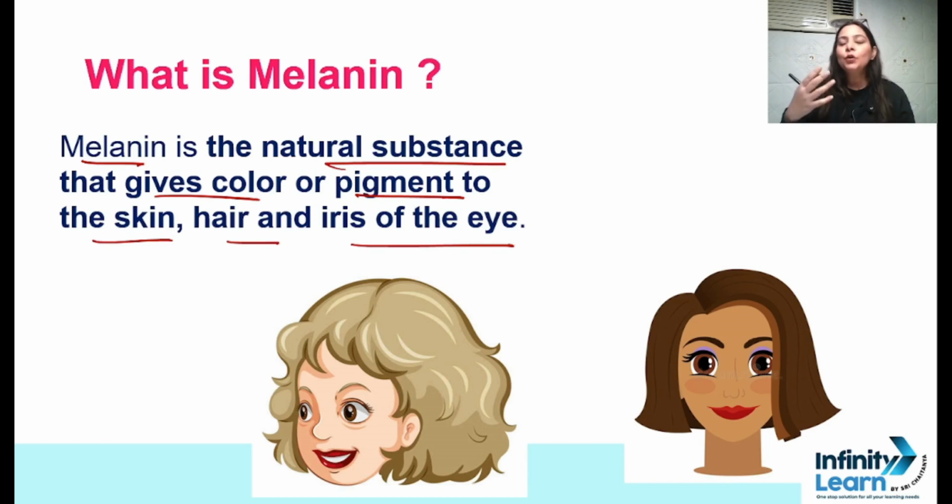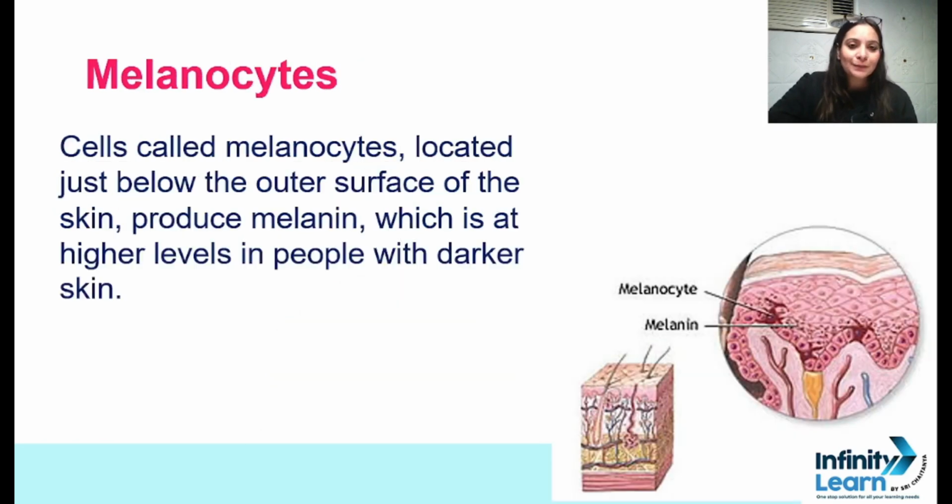And you must have noticed that a few people have brown hair, or blonde hair, or somebody has jet black hair. That is just because of the amount of melanin which is produced or which they have. So melanin is basically produced by specialized cells which are called melanocytes. And where are they located? They are located just below the outer surface of the skin.